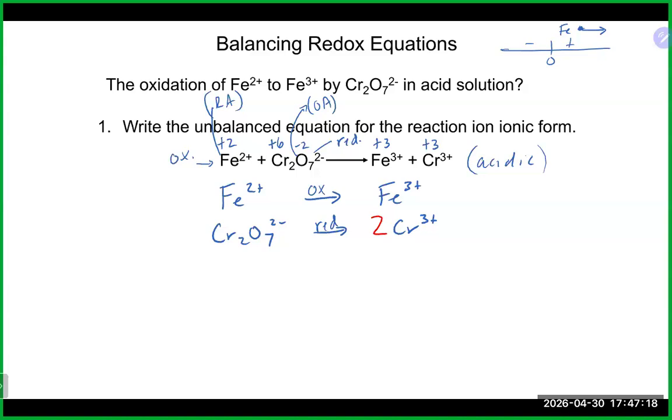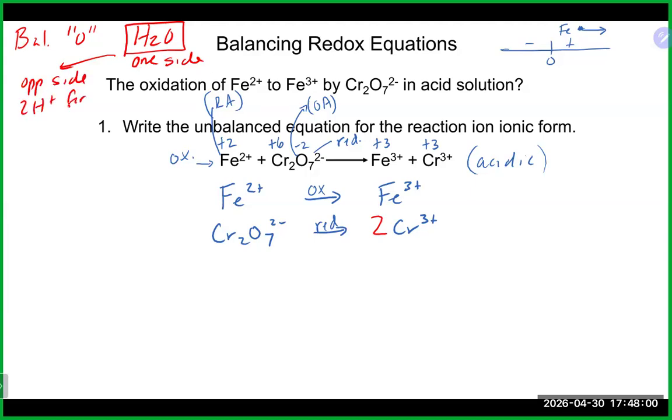Once you've balanced all the other elements except for oxygen and hydrogen, then it's time to balance the oxygens. And the method that we use here is the water method. We balance the oxygens by using water. So basically, whatever side needs some oxygen, we put an appropriate number of waters on that particular side. Now, the problem with doing that is obviously you're not just adding oxygen when you add water, you're also adding hydrogen. So we go to one side with the waters, and then the opposite side, we add 2 H pluses for every water we add.